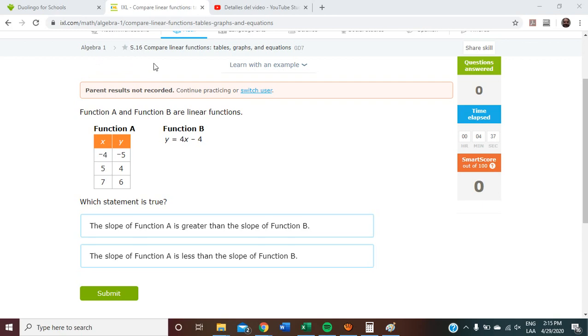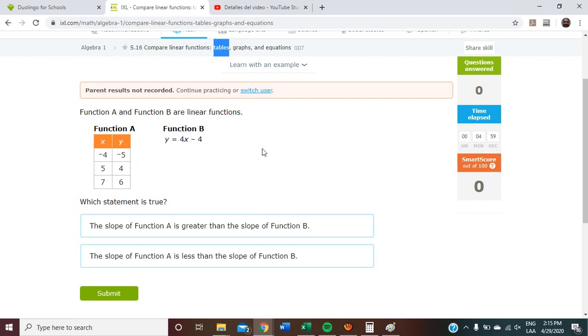S16, compare linear functions. The previous activity, the X15, we were comparing linear functions from equations and graphs. Here we're going to do the same from equations and graphs, but also from tables. Okay, we're including tables in this activity.